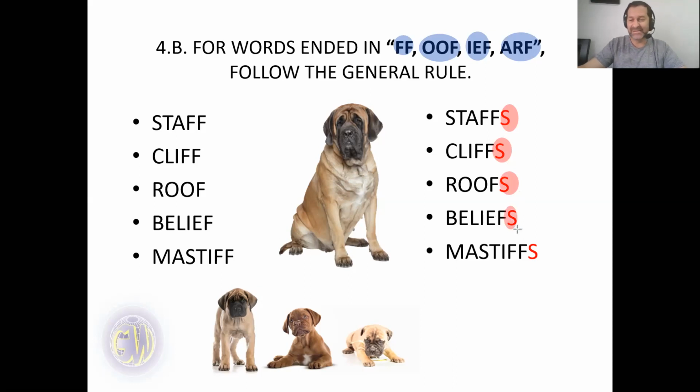Beliefs, creencias. And this animal, I almost couldn't find this animal which followed the rule. Mastiff, this wonderful animal. Mastiffs, okay? Okay, that's it. So let's have a review of the animals, give me a hand.